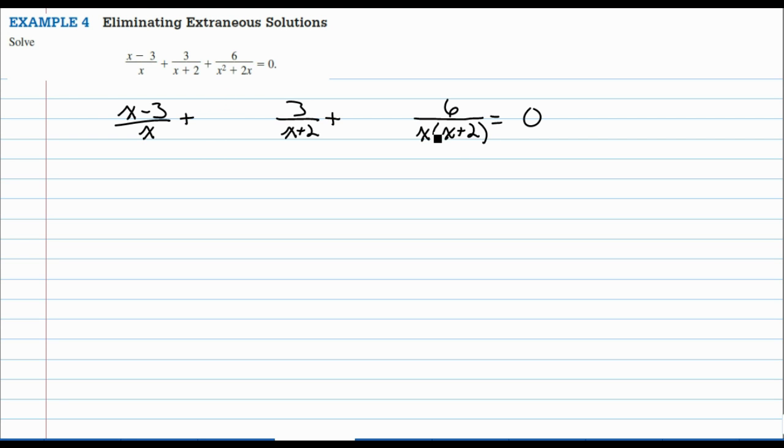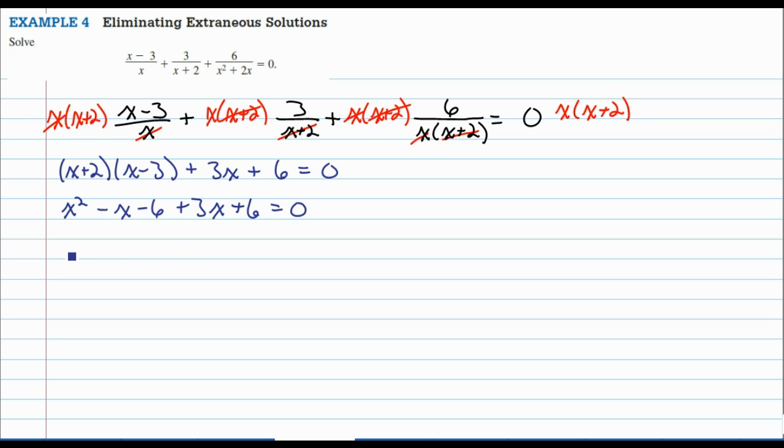I factored out the denominator in the third term, and so I can see that the least common denominator is an x and an x plus 2. So each term is going to get one of those, including the right side of the equal sign, even though there is a 0 there. Now I'm going to cancel out and multiply, combine like terms.